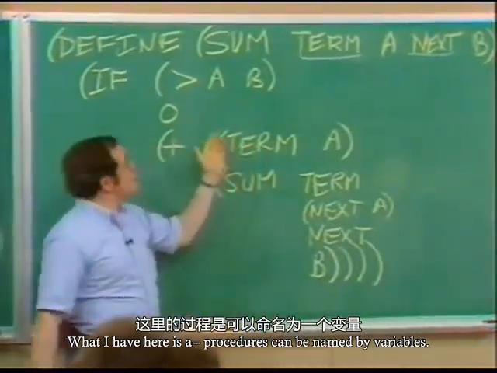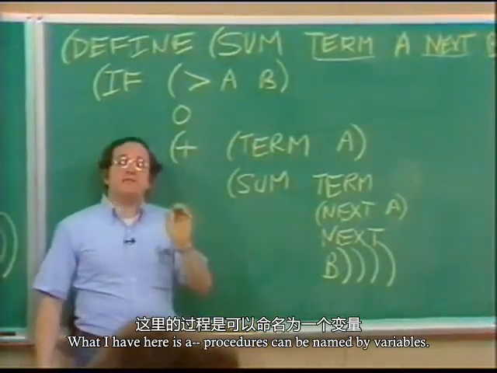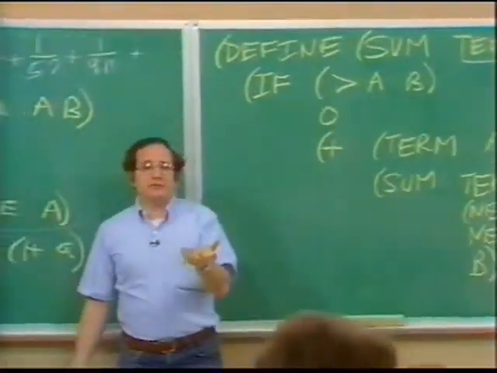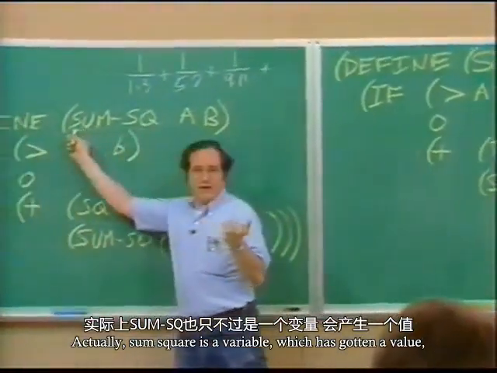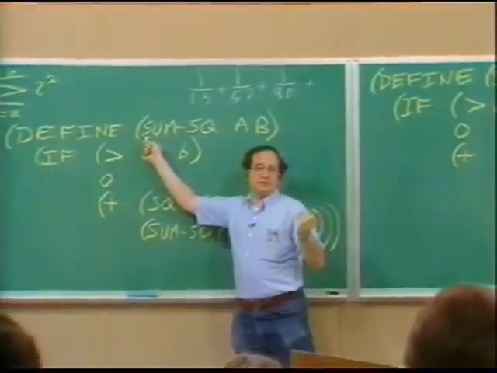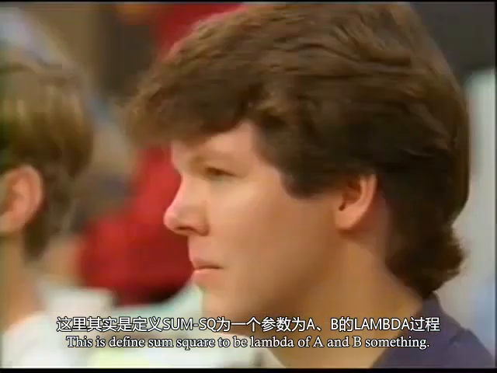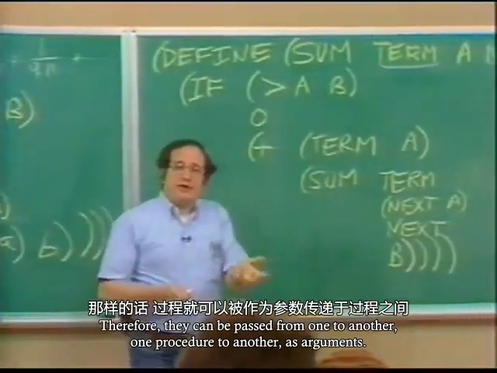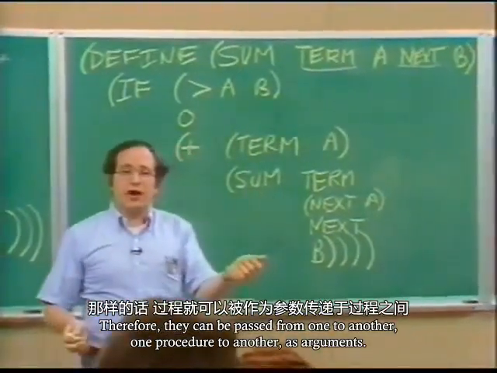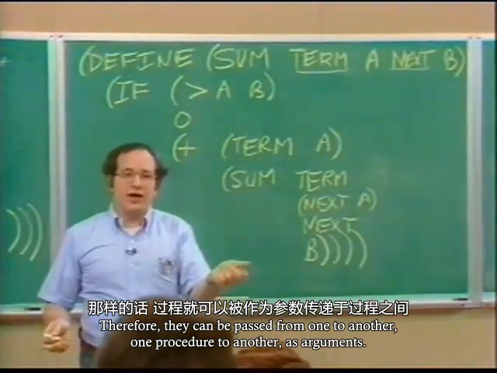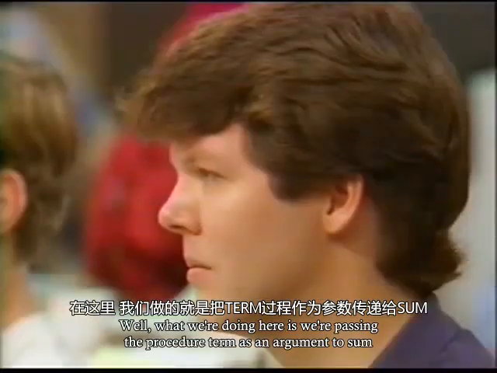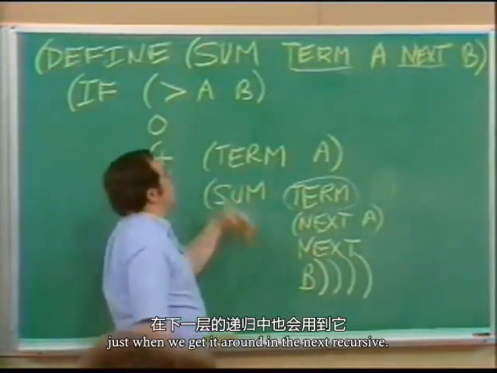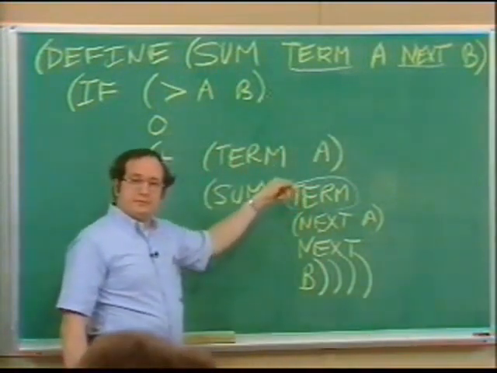What I have here is that procedures can be named by variables. Procedures are not special. Actually, sum-square is a variable which has gotten a value, which is a procedure. This is define sum-square to be lambda of a and b something. So the procedures can be named. Therefore, they can be passed from one procedure to another as arguments. What we're doing here is passing the procedure term as an argument to sum, just so that we get it around in the next recursion.